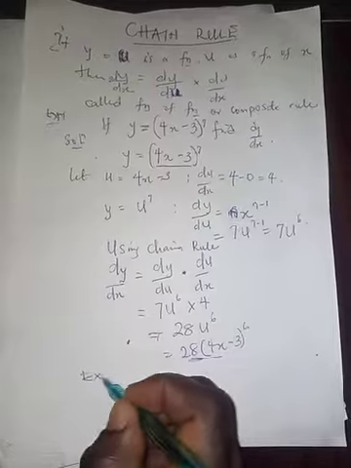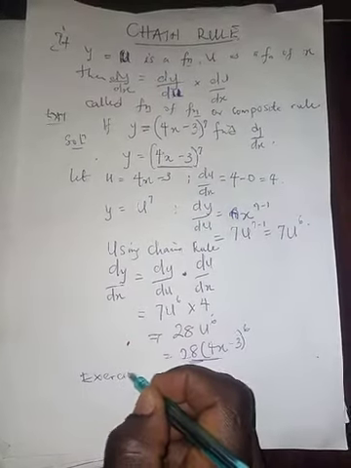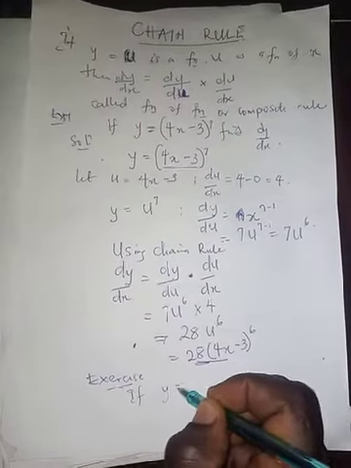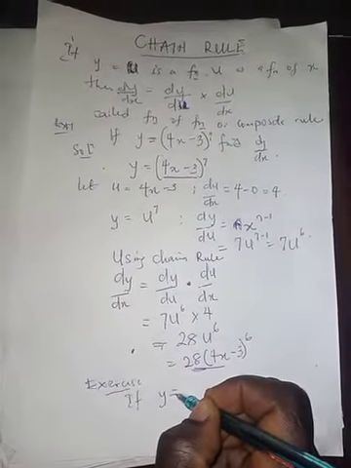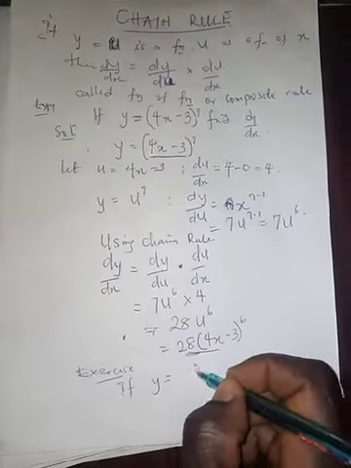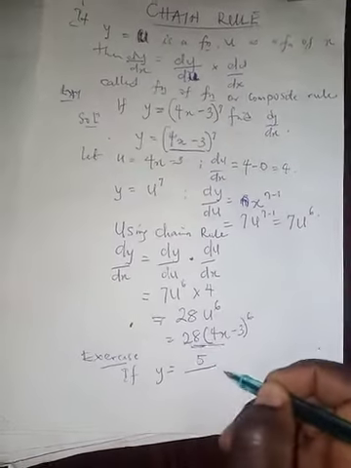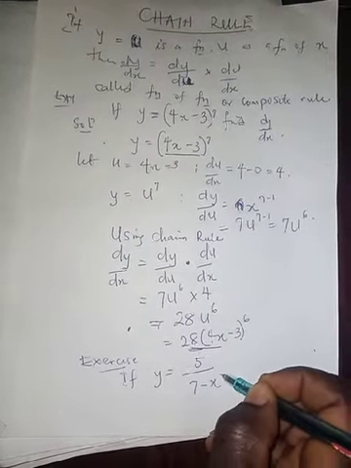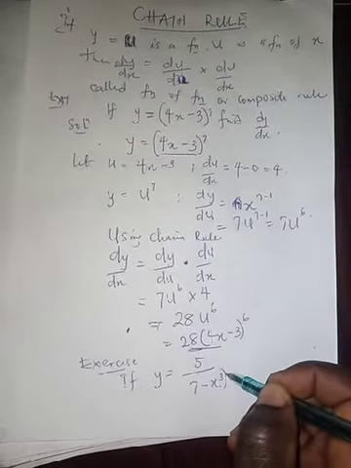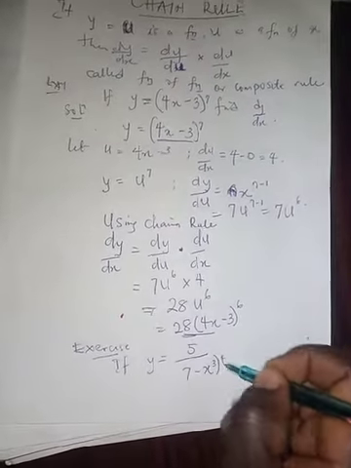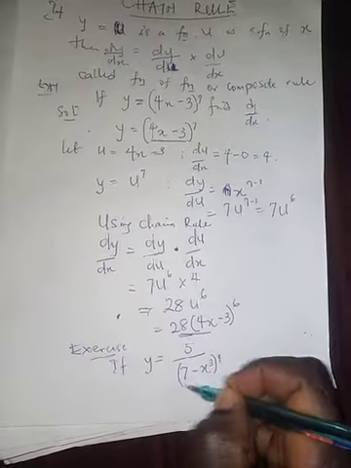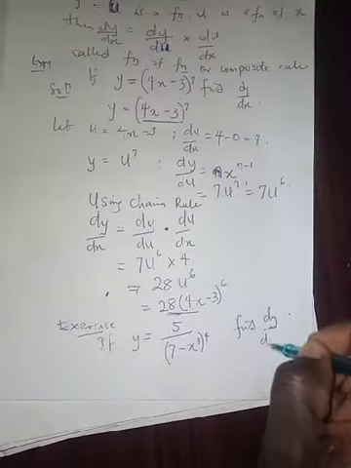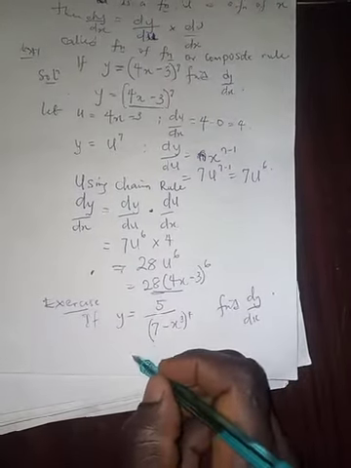You can practice this question as an exercise. If y equals 5 divided by 7 minus x cubed, all raised to power 4. Find dy dx. You can easily make this one.